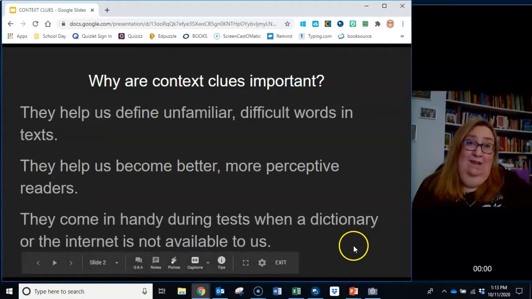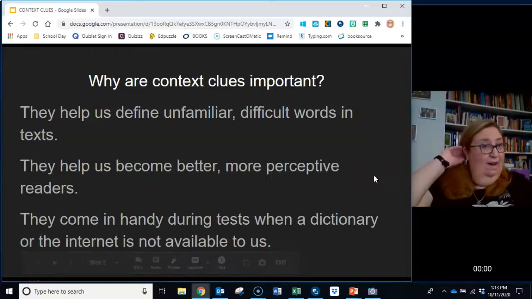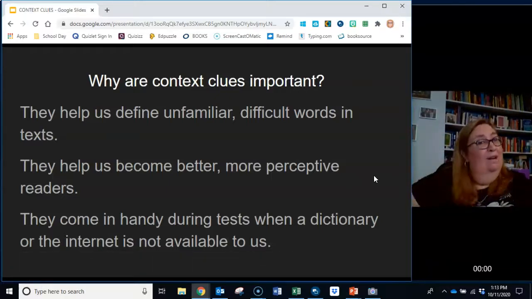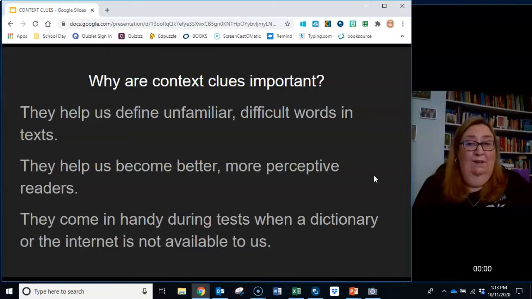They come in handy during tests, like that pesky EOG that we end up taking every year. I know we got out of it last year, thank you, Corona, but we're not going to get out of it this year. So we have to be ready. And when we're doing those tests, we can't use a dictionary and we can't get on the internet. So we have to be able to figure out these words on our own.